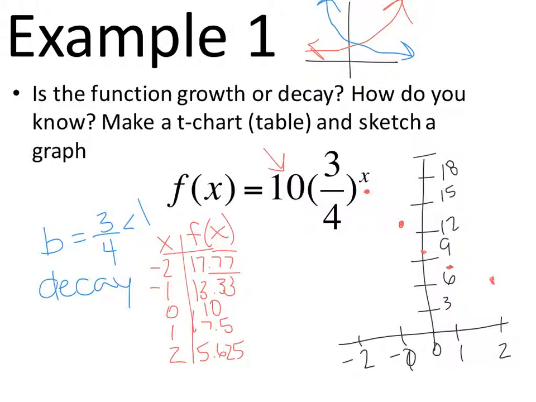So notice the gap in between each of my points going down is getting smaller and smaller. So all of our graphs should have that kind of like J shape.